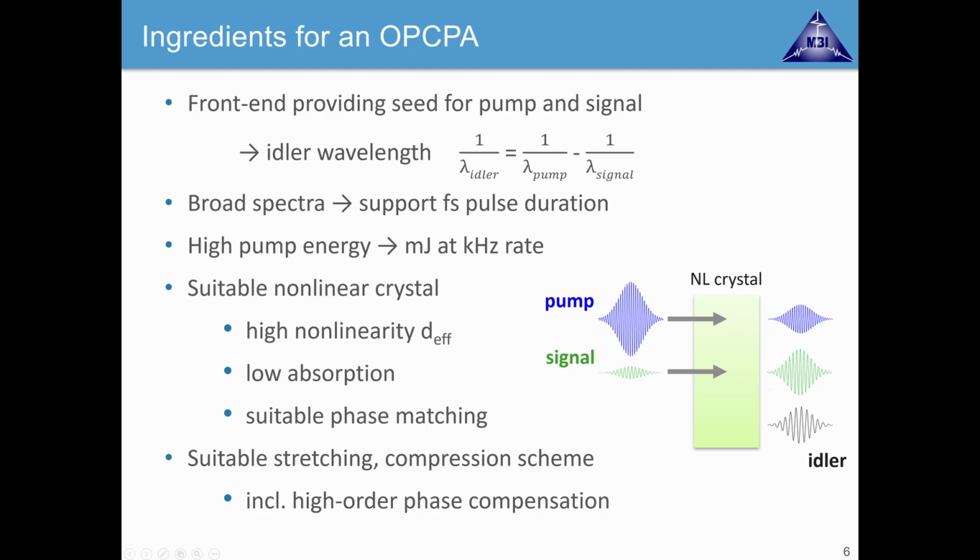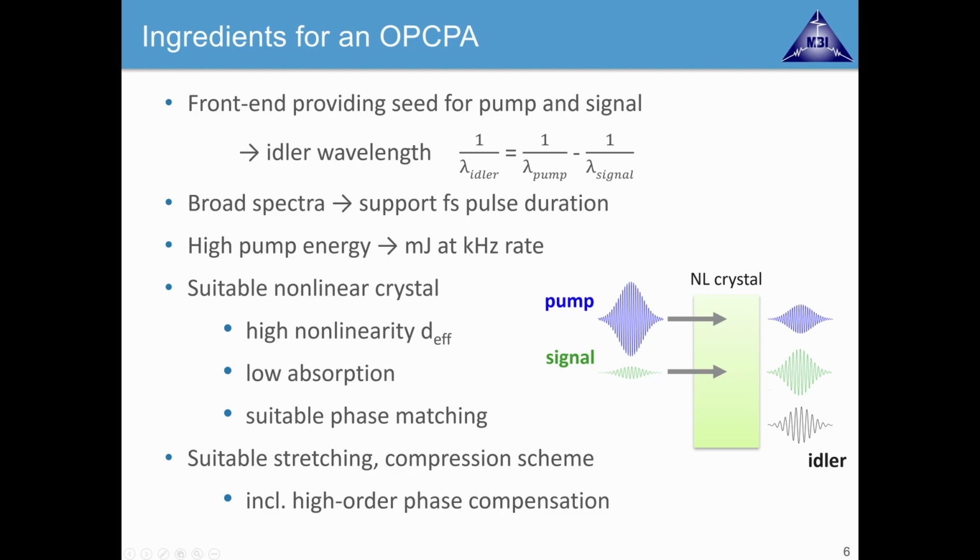So the main ingredients for such an OPCPA are that you need a front end, which provides you with all spectral components for the seed, for the pump and the signal, because this is eventually determining the idler wavelength. So with the pump and the signal, you tune the third idler beam that comes out of the system. You need broad spectra in order to support femtosecond duration, because we're still working in the ultrashort.